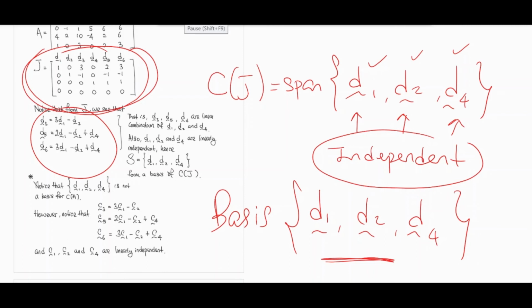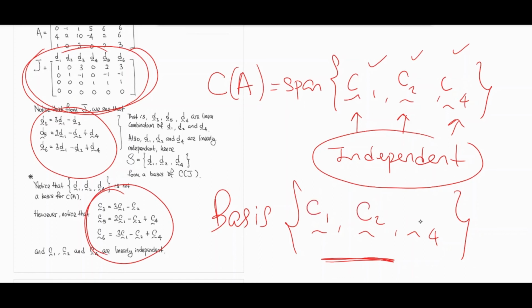However, everything that we see in terms of the relationship between all these column vectors for the RREF matrix J is the same as the relationship between the column vectors for the matrix A. So we can say that the column space of A is spanned by the column vectors C1, C2, and C4. They are independent because D1, D2, D4 are independent, so C1, C2, C4 are also independent. You can see that all this relationship also holds, so everything is okay. Therefore, we can choose a basis for the column space of A as C1, C2, C4.